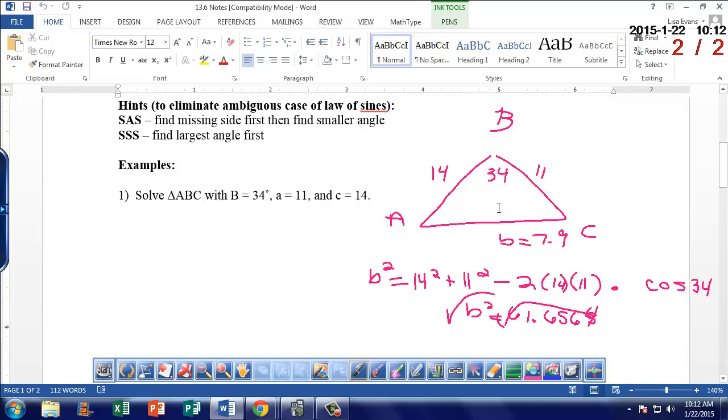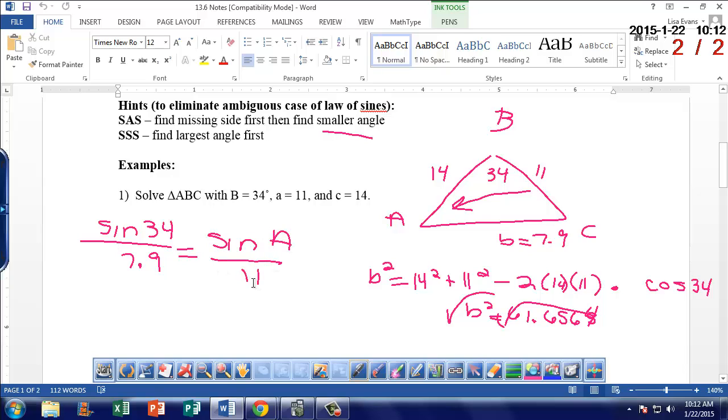So for law of sines, it says to find the smaller angle. How do you know which one is the smaller angle? It's opposite the smaller side. So 14 and 11 are our two sides left. 11 is smaller, so we need to find angle A first. So we're going to go ahead and do the side and angle we have. Sine of 34 degrees over 7.9 equals sine of A over 11. You guys can go ahead, pause the video, practice doing that on your calculator.